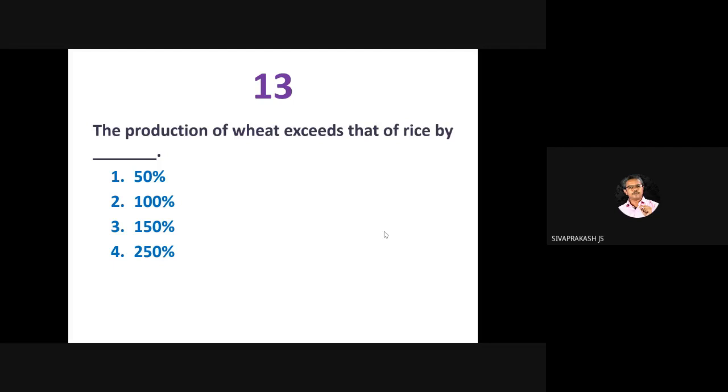The production of wheat exceeds that of rice by dash. Actually, there is a graph for this. We can insert that graph nicely. Okay, just make it try, right? Just make it try. Leave that. The production of wheat exceeds that of rice by dash.